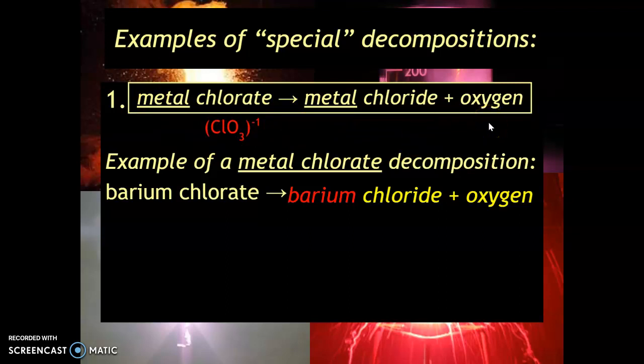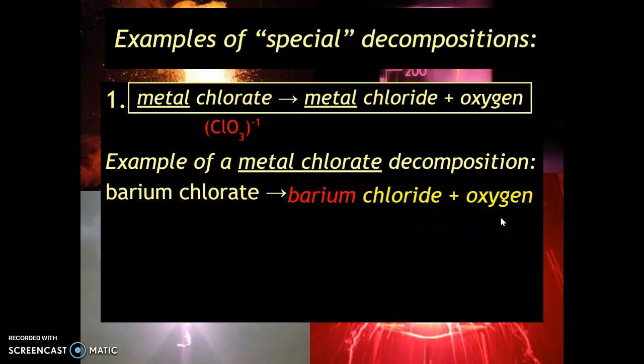Okay, that means anytime, and this metal could be anything. It could be sodium chlorate, magnesium chlorate, whatever. It will always decompose into that same metal chloride plus oxygen. So if this was sodium chlorate, it would yield sodium chloride plus oxygen. The metal will always be the same on the left as it is on the right. So an example of this, we have barium chlorate. It will decompose into barium chloride plus oxygen.